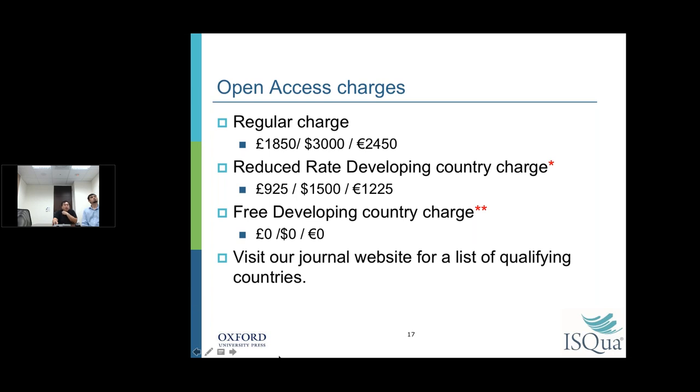Well, there is a difference in terms of open access charge. Generally, it's free to submit to IJQSC, but if you want to make your paper open access at the time of publication, then there's an additional fee. The fee is reduced for developing countries, and there are also some free developing country charges. So you can visit our journal website for a list of qualifying countries. The idea is to encourage low and middle income countries to submit more papers. Also, if your paper is selected as an editor's choice paper, then it will become open access upon publication without any charge.